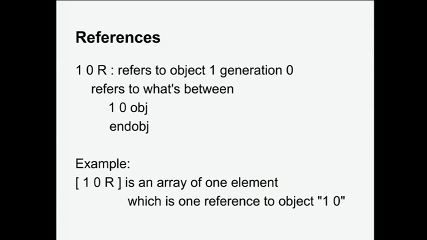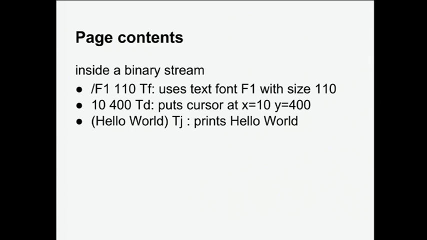Also, what's important is the backward syntax, because of the PostScript inheritance. So this reference, 1 0 R, refers to anything between obj and endobj. Also, inside the content of a page in a stream, this is also backward. The Tf says use text font, the Td defines put cursor, the Tj says print this string. So it's always backward in the content of a page.